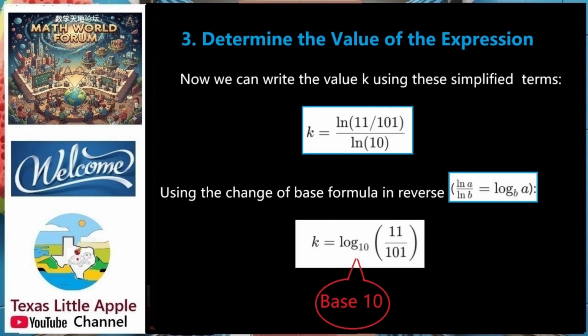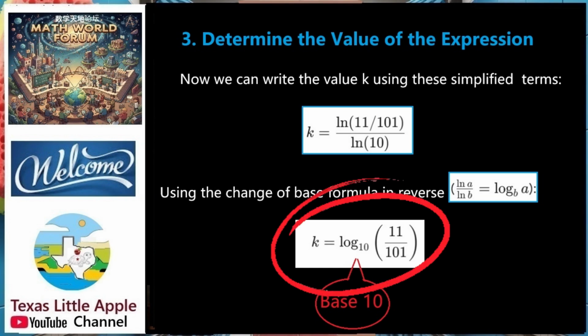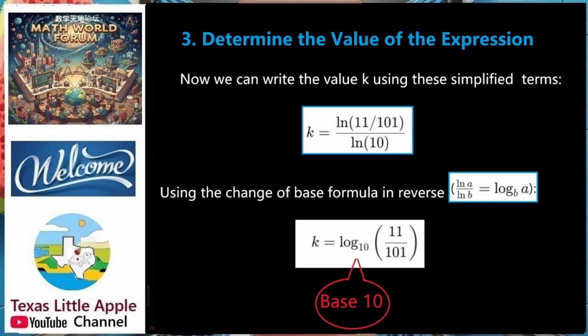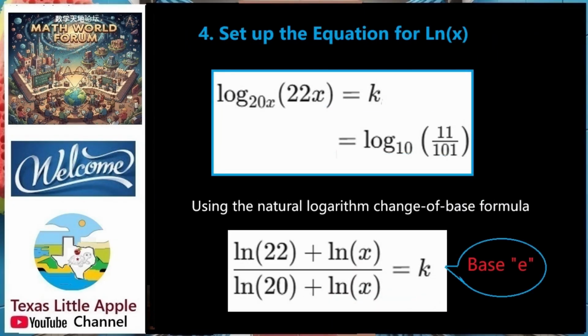Step 3. Determine the value of the expression. Substituting the calculated numerator and denominator into the ratio for k, we find that k is equal to log 10, 11 over 101. Note that this result is expressed in base 10 after we do the change of base formula in reverse.